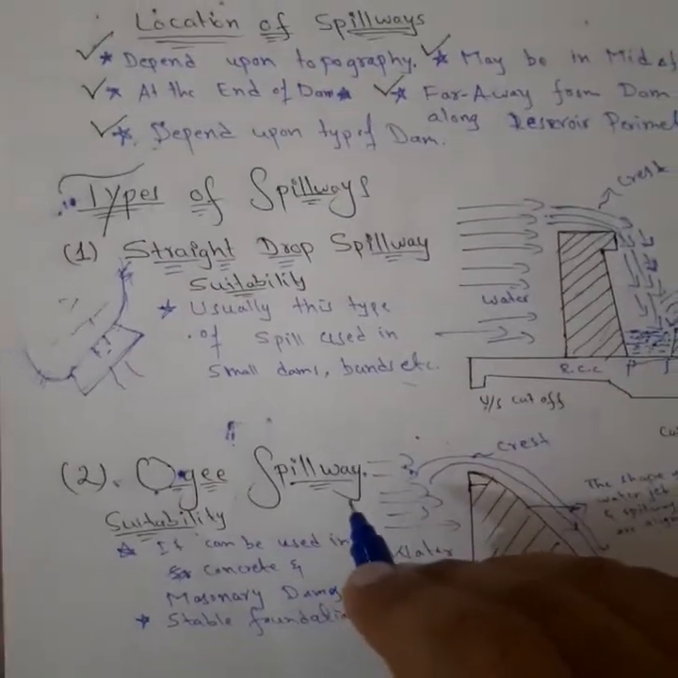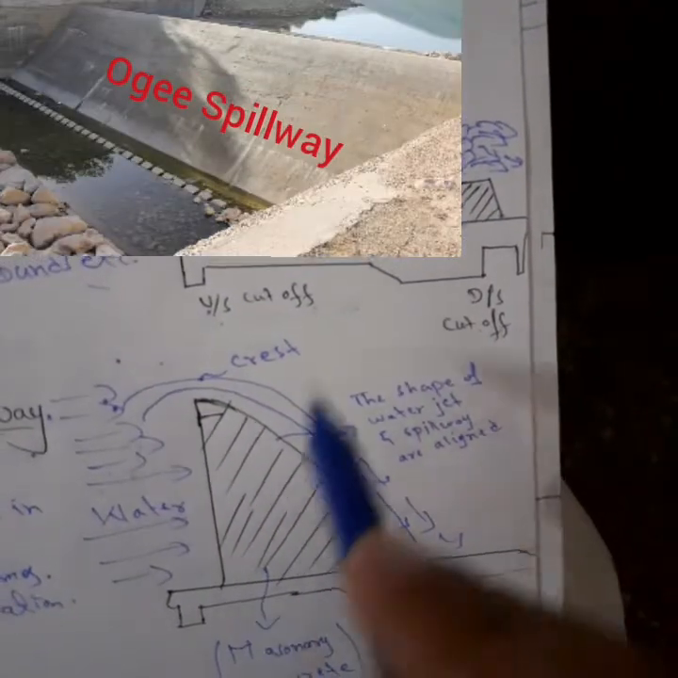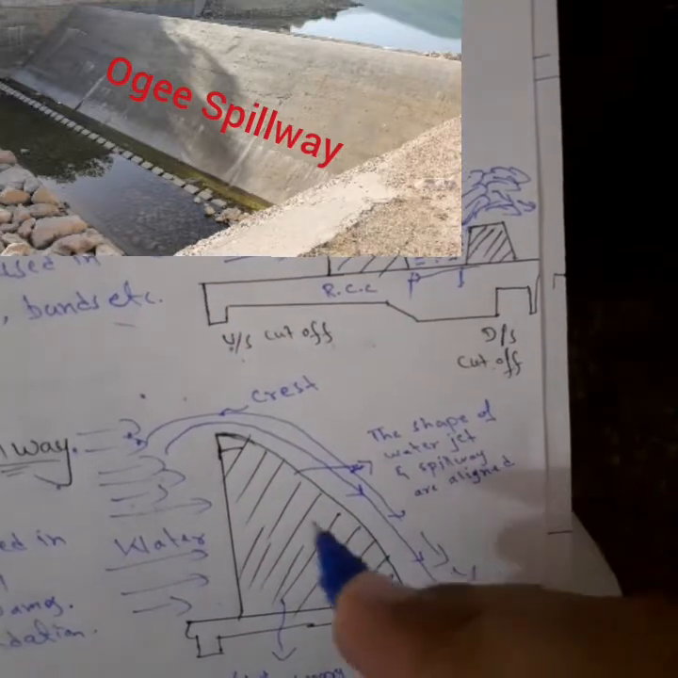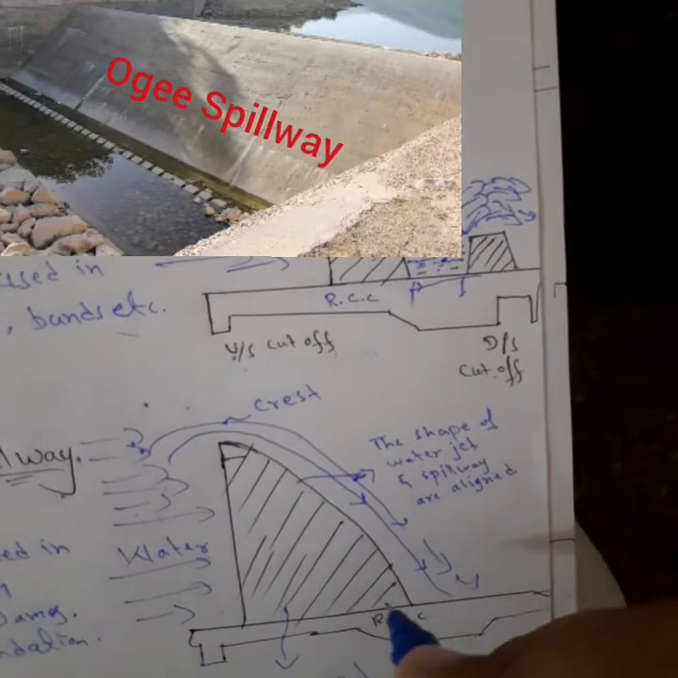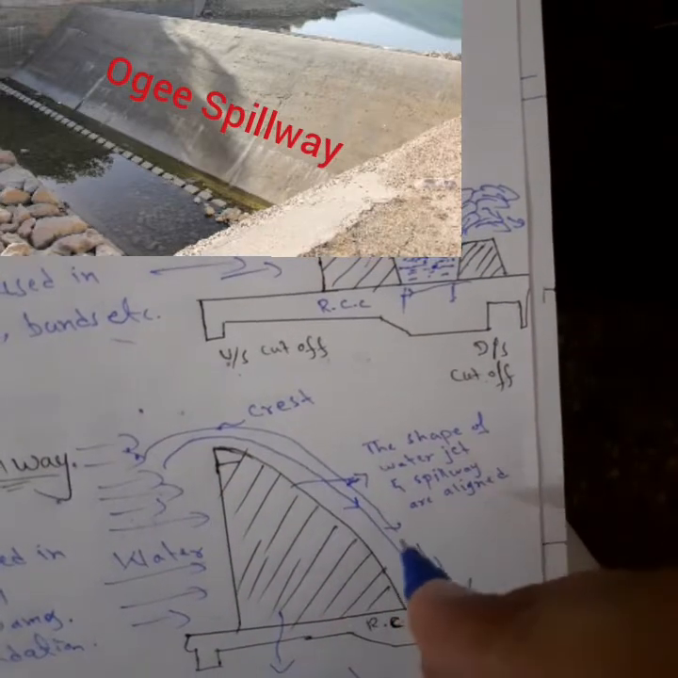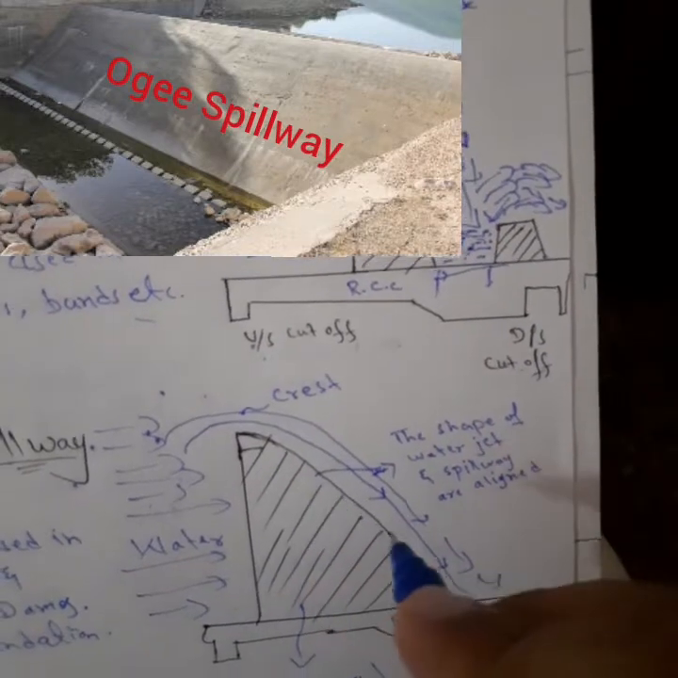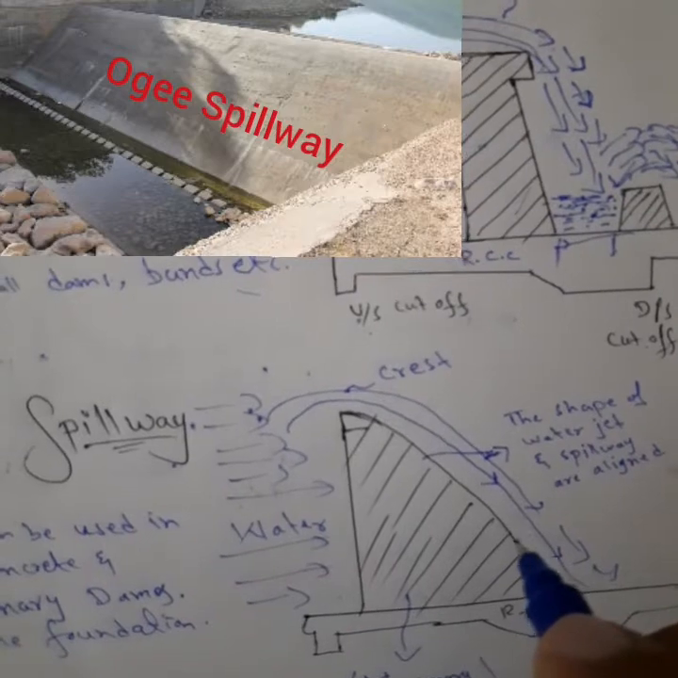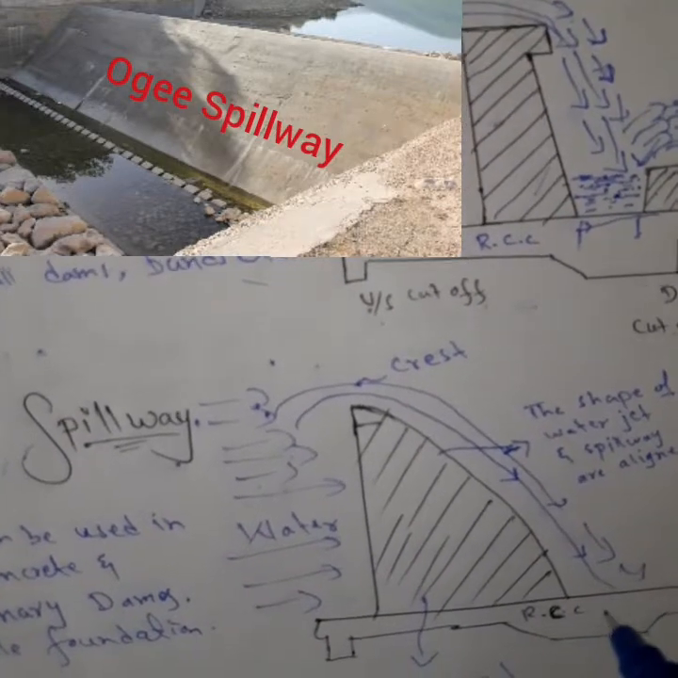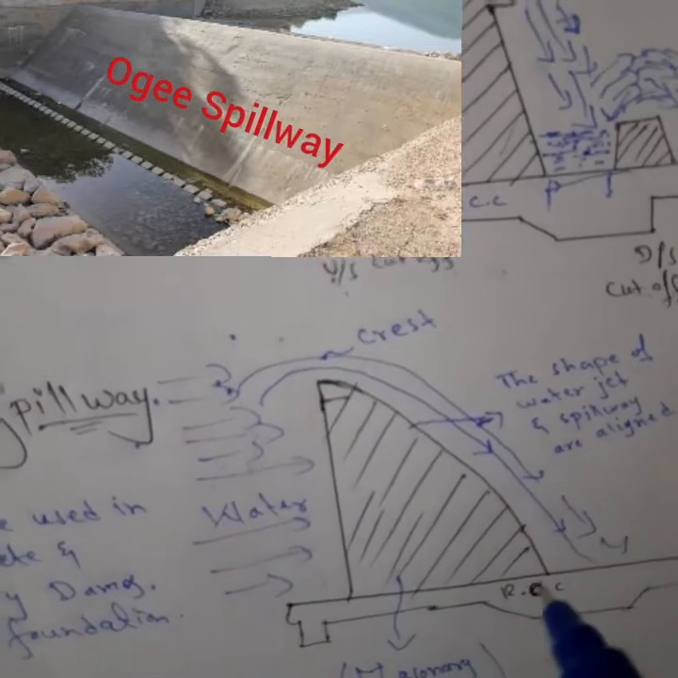And the other one is the ogee spillway. So this is the ogee spillway. You can see the only difference between this and that. Here the shape is curved, parabolic, and it is parallel to the flow of water. The shape is constructed parallel to the water so that the water can flow freely and smoothly, and the energy can be dissipated effectively.